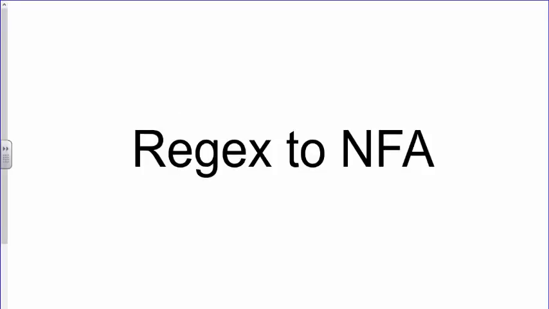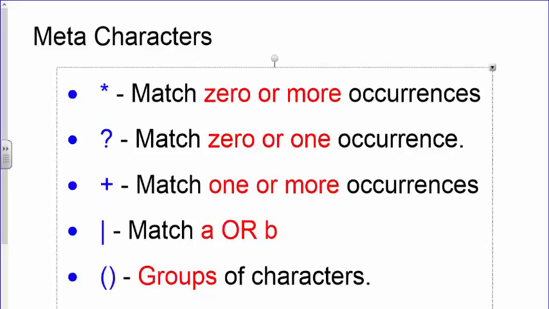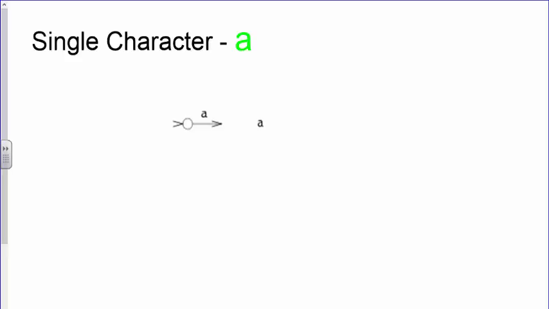So now we're going to delve into converting regex into an NFA. Asterisk matches 0 or more occurrences, question mark matches 0 or 1 occurrence, plus matches 1 or more occurrences, the vertical line matches A or B, and parentheses group up characters. A single character is just an initial state with a transition, so it just produces an A.